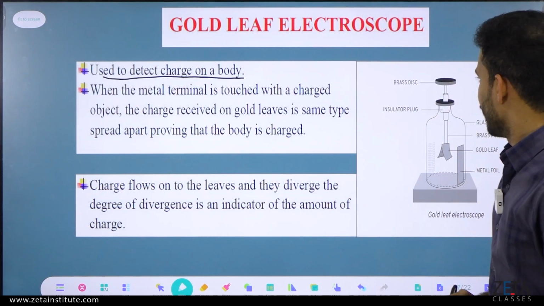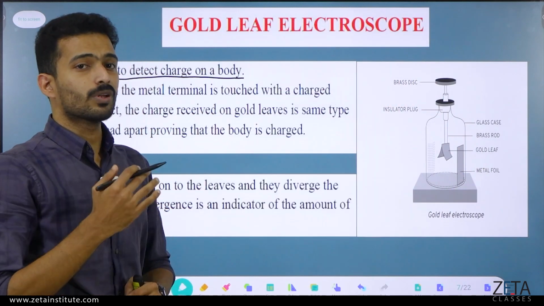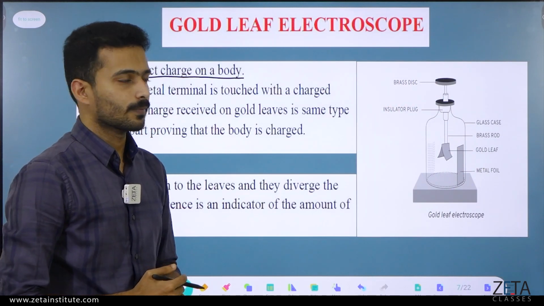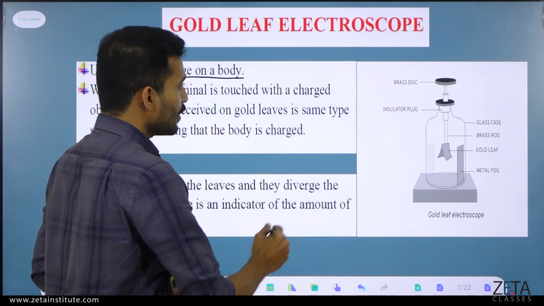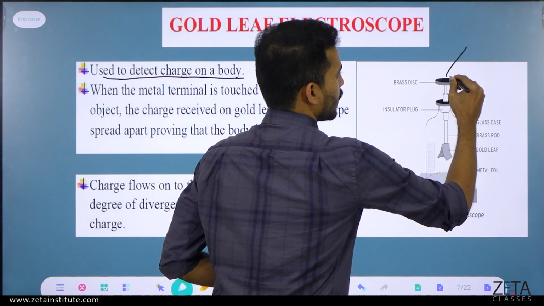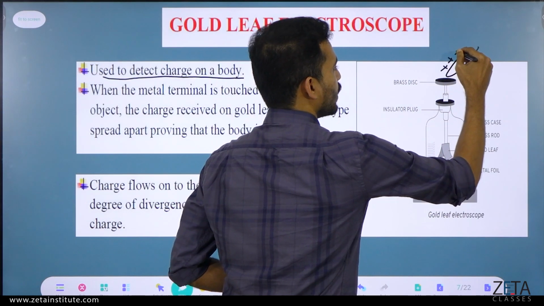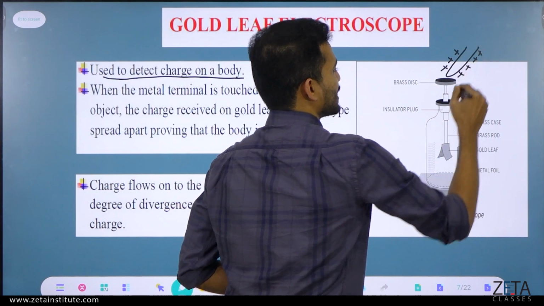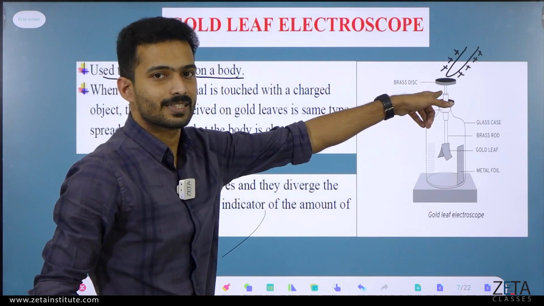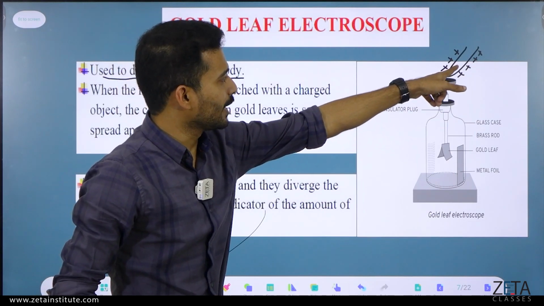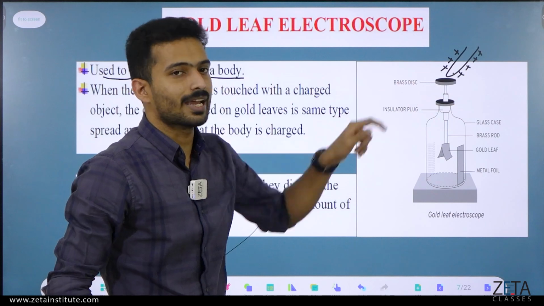Okay, then how do we find whether a body is charged or not? Listen, we are placing a charged body on the top of the metallic disc. So this is a metallic disc. Touch the charged body with this metallic disc.